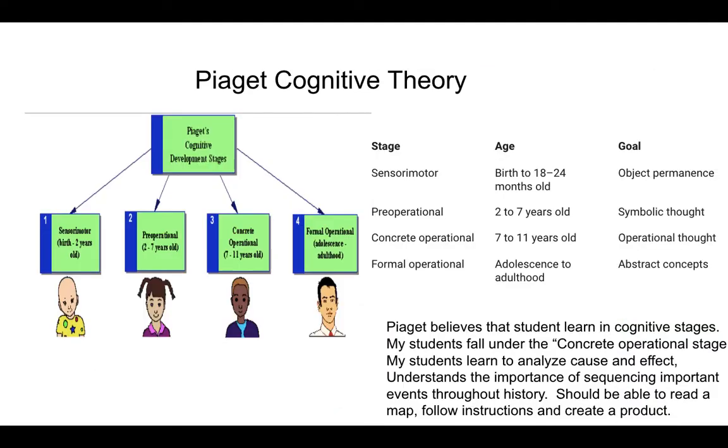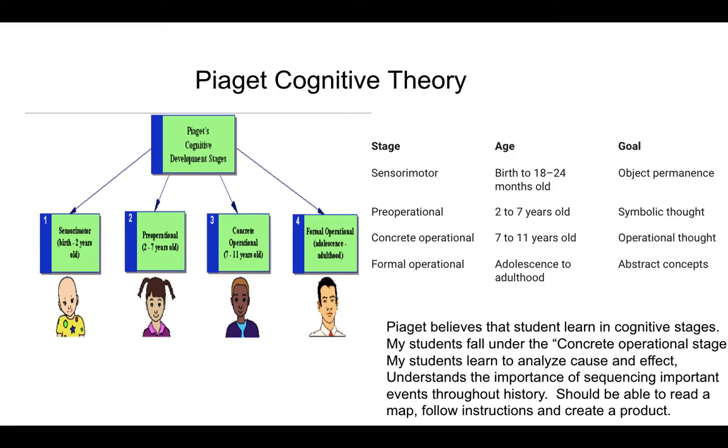So, and then we start talking about Piaget's cognitive theory. This is more of what someone else had to say about this process, and my favorite was Piaget. So I popped in some charts. Piaget's cognitive development stages. He believes that students learn in cognitive stages.